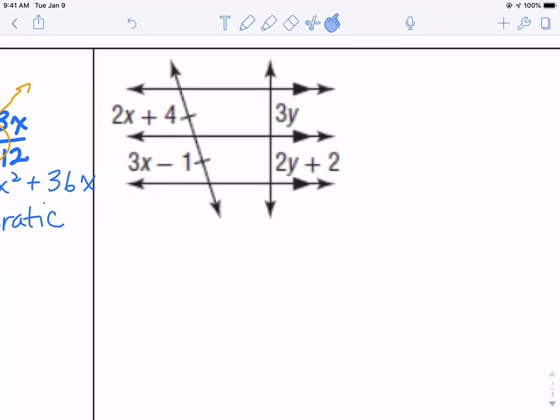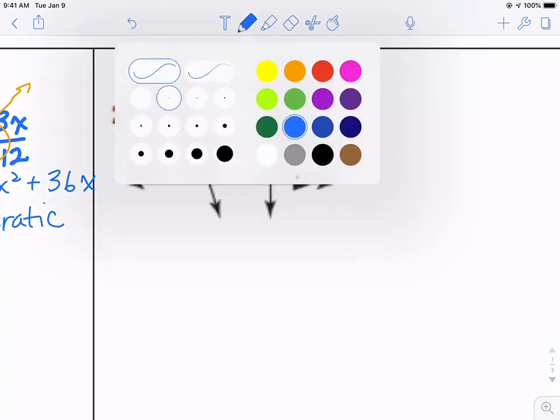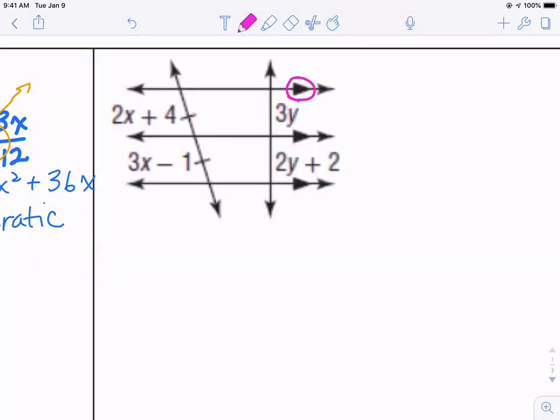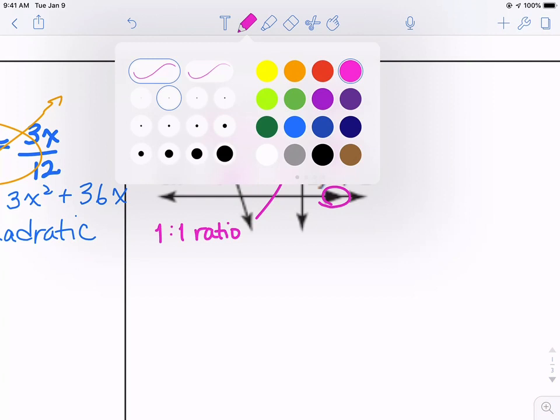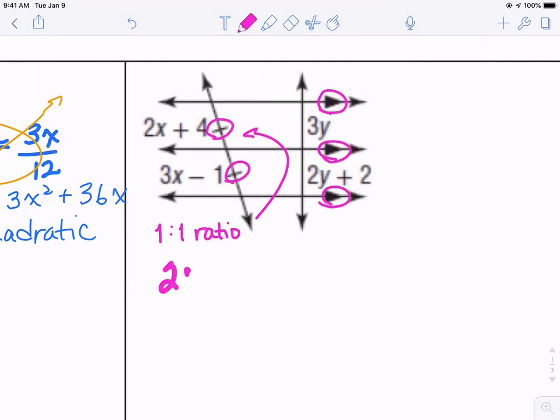Okay, second problem. So first I want you to notice that these lines are parallel to each other. And secondly, I want you to notice that they've actually shown you that those are congruent. So that means that this is a 1-to-1 ratio over here, since those are congruent segments. So all you have to do on this one is say, well, 2x plus 4 has to equal 3x minus 1. So x would be 5.